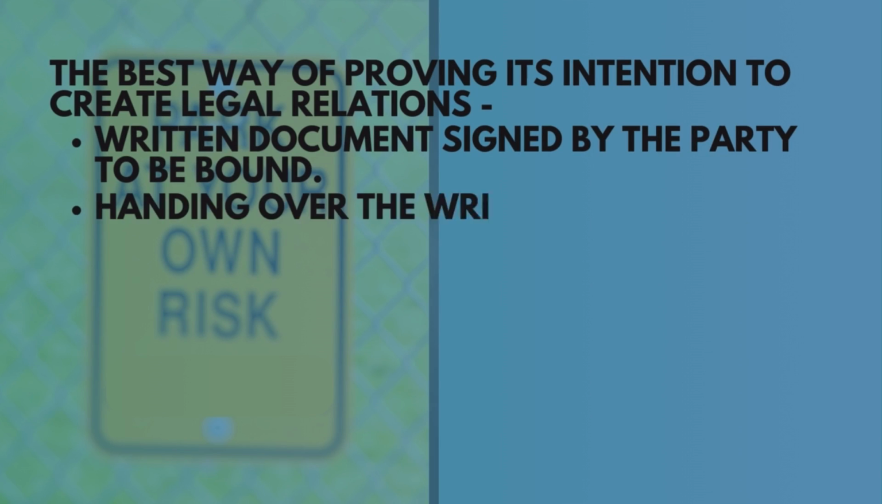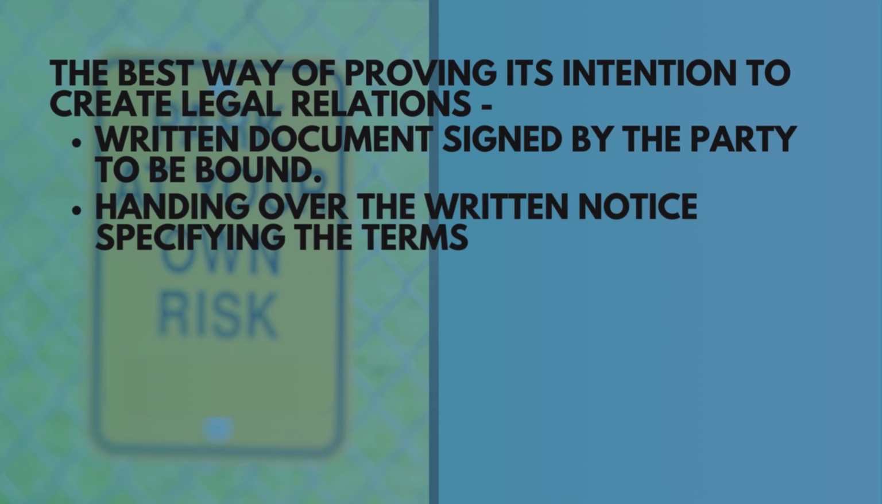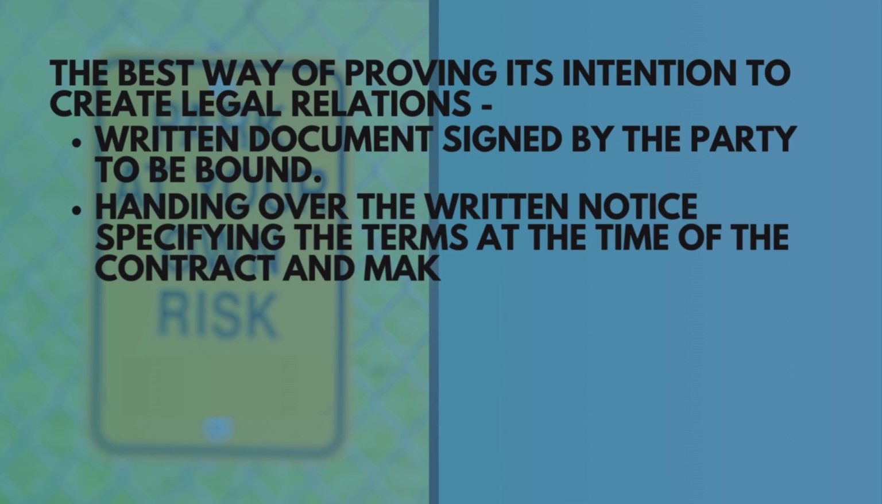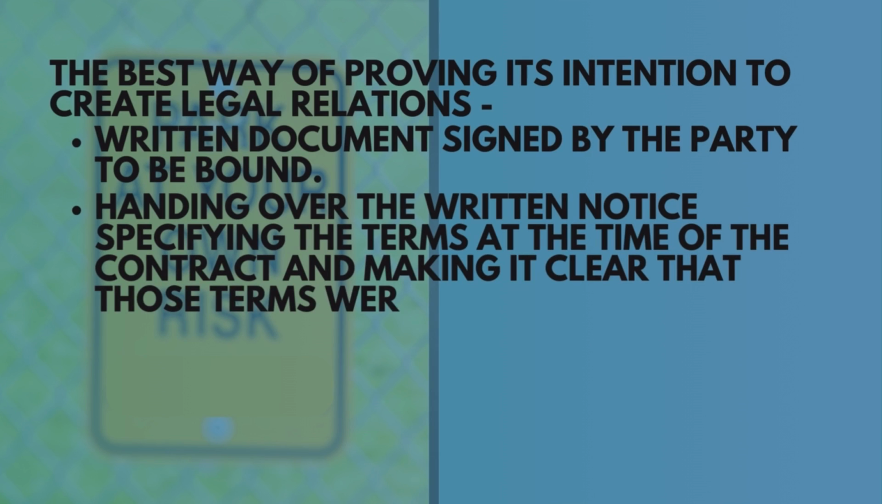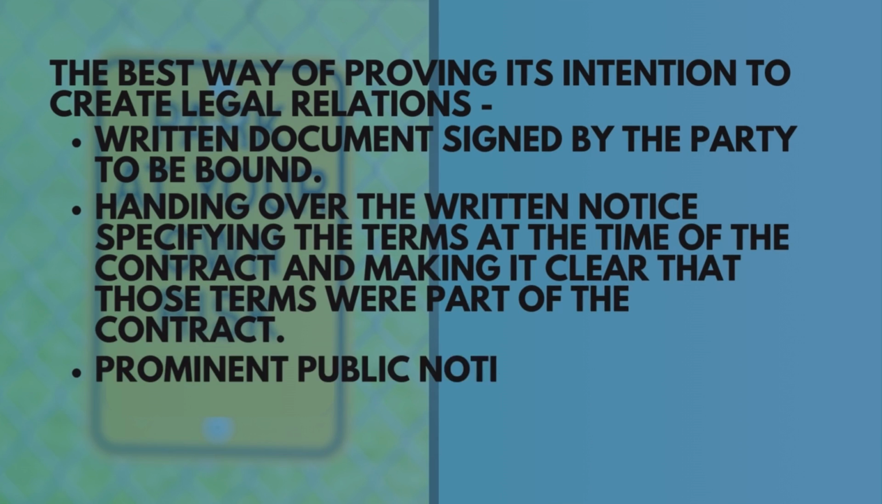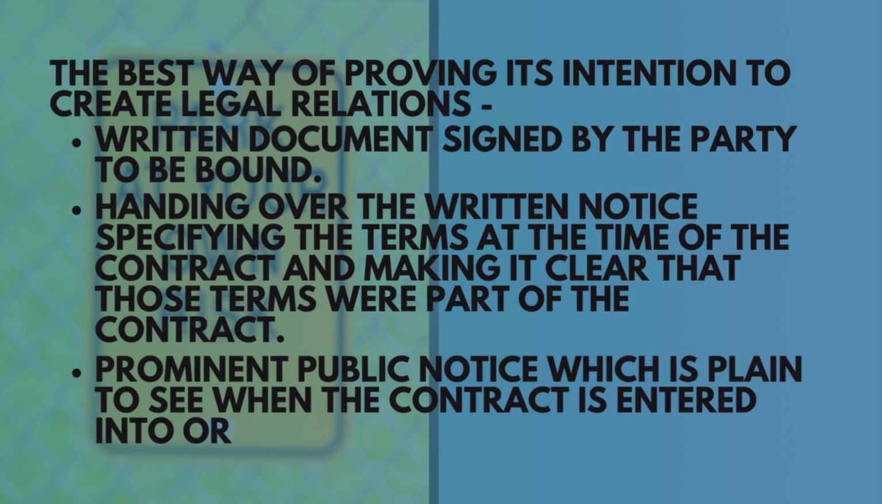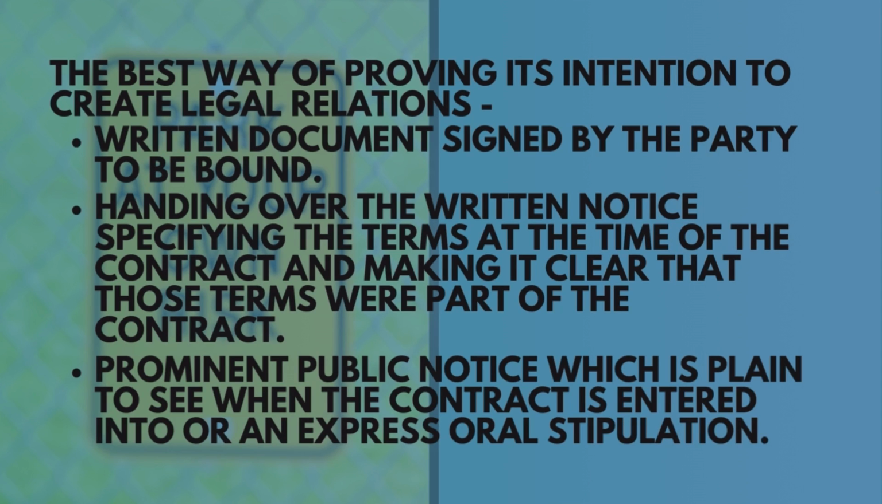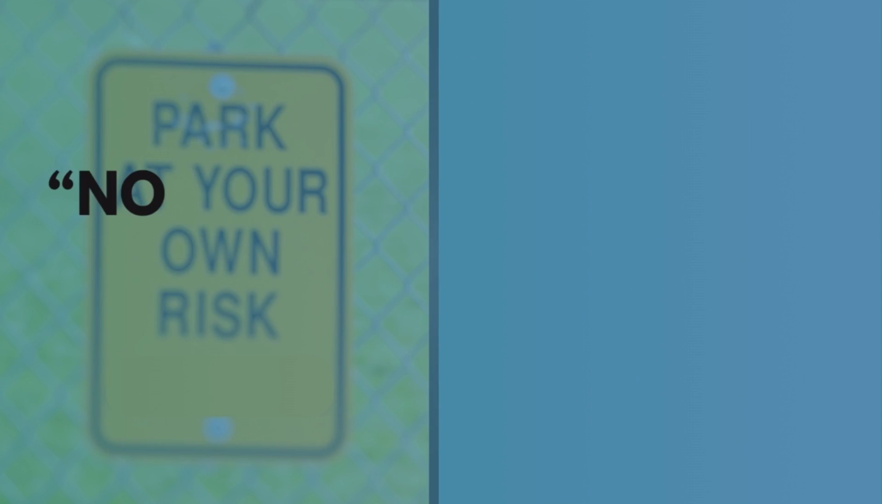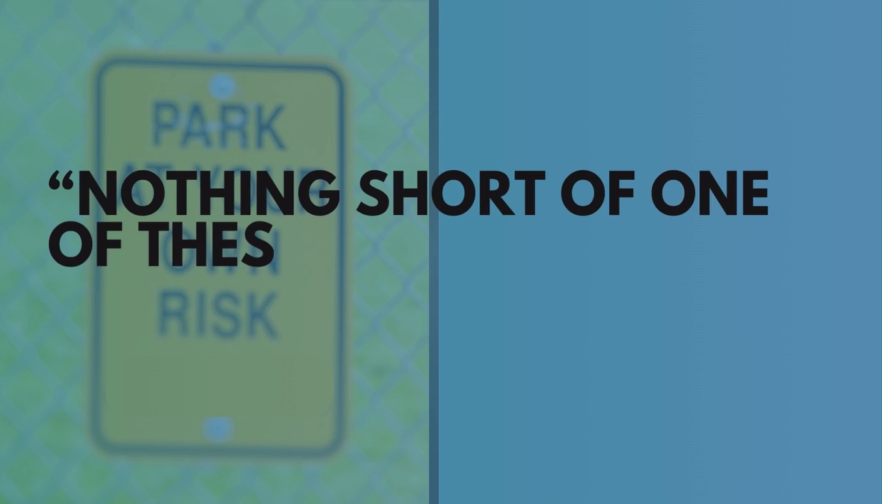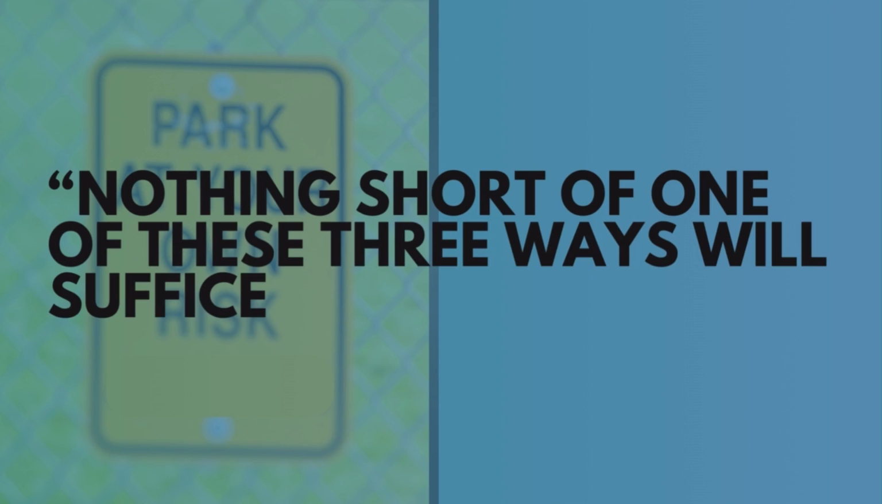Another way would be by handing over a written notice specifying the terms at the time of the contract and making it clear that those terms were part of the contract. The courts also said that a prominent public notice, which is plain to see when the contract is entered into, or an express oral stipulation would also satisfy the requirement. The court held that nothing short of one of these three ways will suffice.